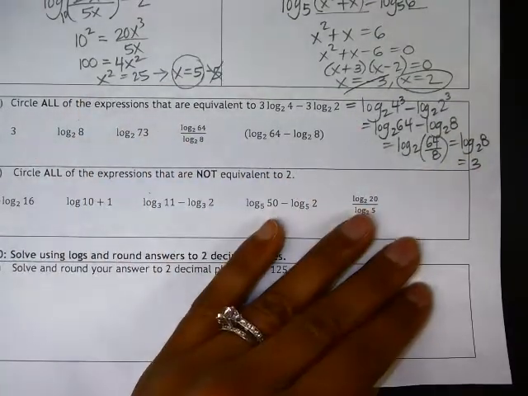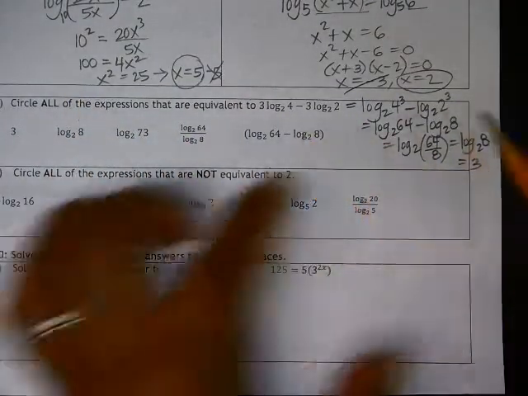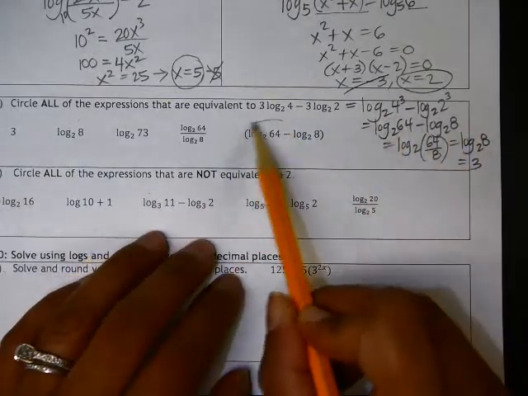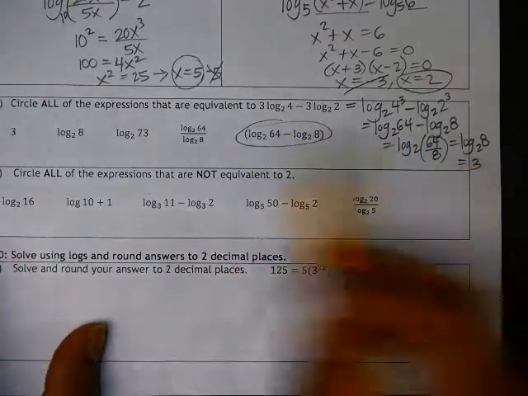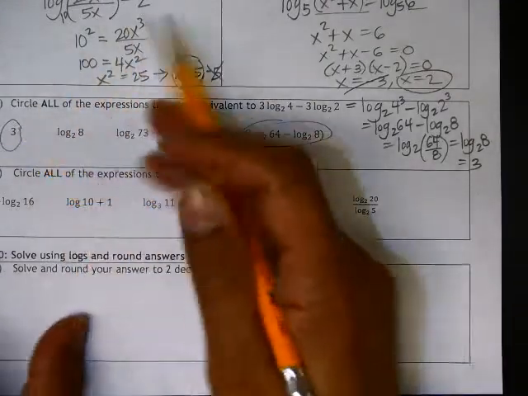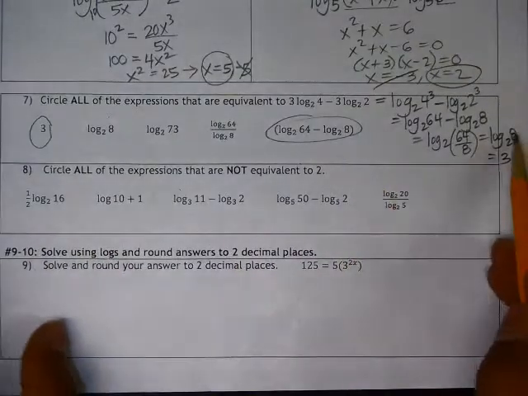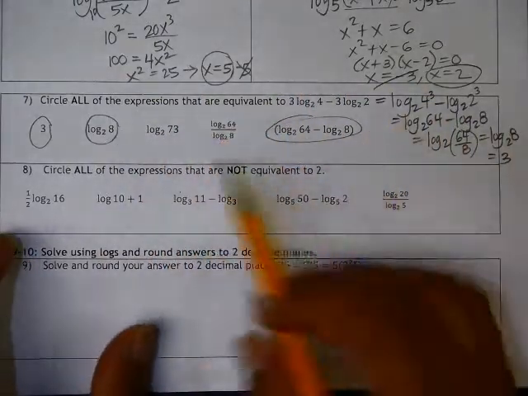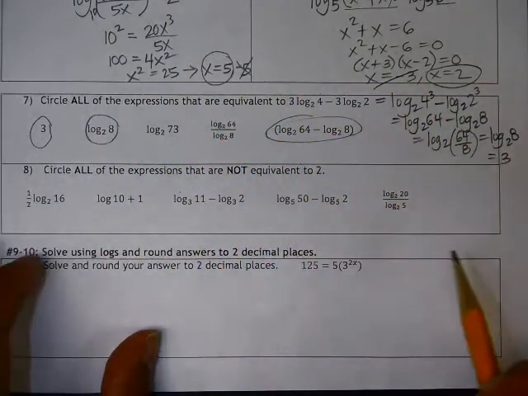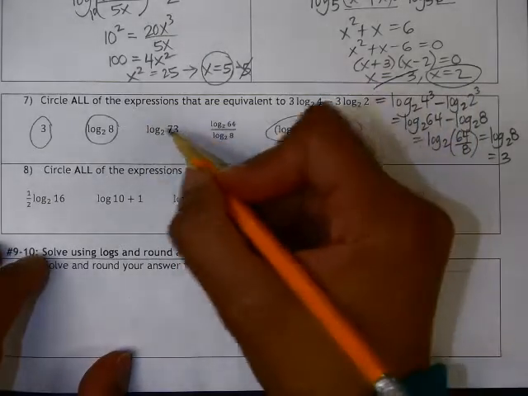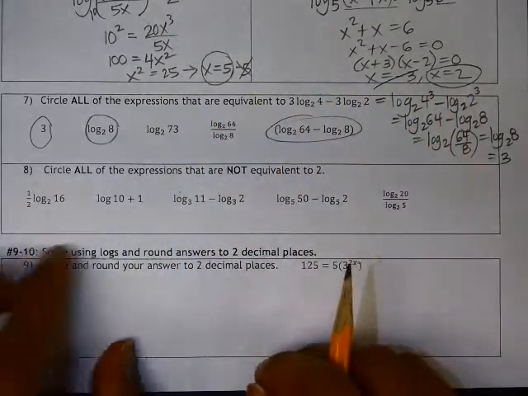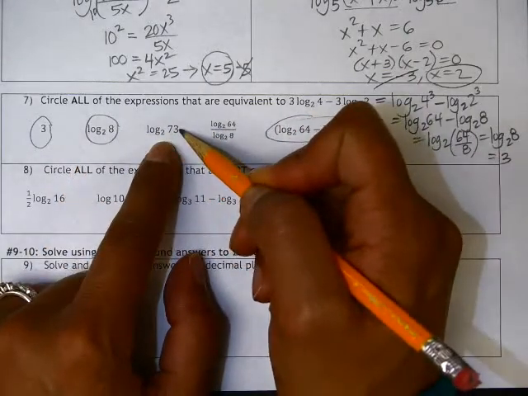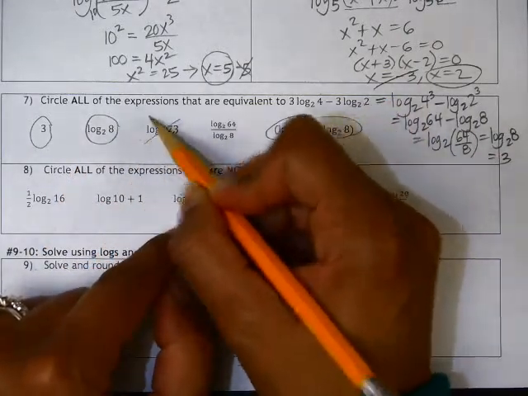So looking at these choices, let's look at the ones that appear as we were simplifying. Log base 2 of 64 minus log base 2 of 8, that's equal. 3 is equal. We also got log base 2 of 8, which was equal. Now let's look at these other options to see whether they could also be equal to the same value as this expression. Log base 2 of 73, well, we know log base 2 of 8 was equal, so there's no way that log base 2 of some other number could also be equal.